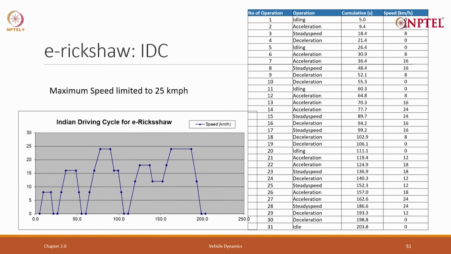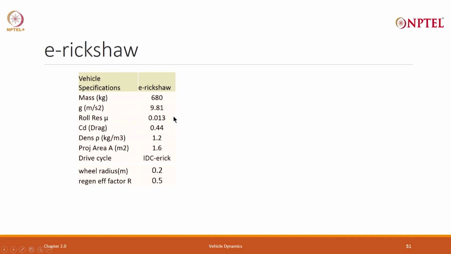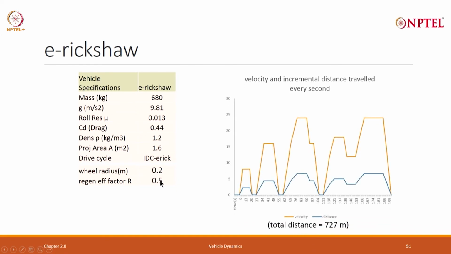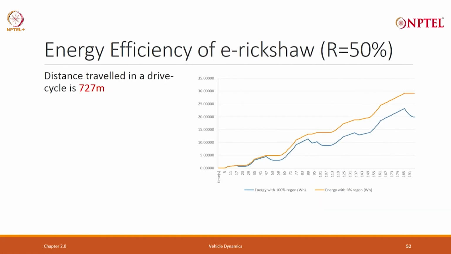And you take the specification of e-rickshaw, that is very important. This is the input to the spreadsheet: the mass 680 kg, G, the rolling resistance, drag, density of air, projected area, the drive cycle, wheel radius and regeneration efficiency. So, you take all of that and you find that this is what the drive cycle gives you. It is a 727 meter drive cycle; this plots the incremental distance that you travel, and this plots the velocity. Now, you compute the force, traction force, power, torque.